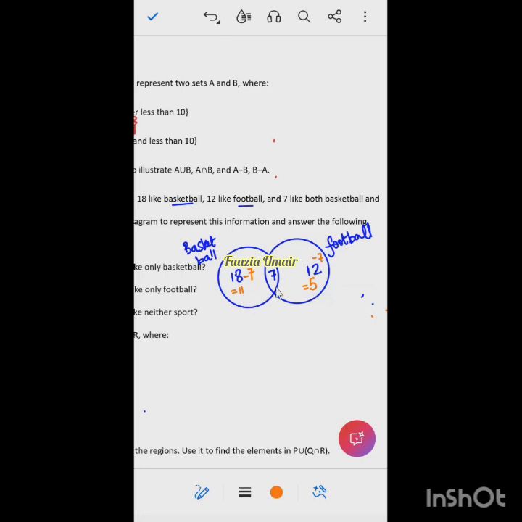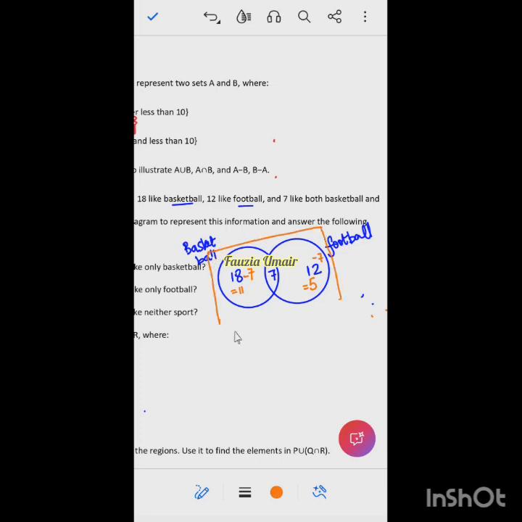So how many students are there? 11 plus 7 is 18. 18 plus 5 is 23. But we have 30 students in the class. What about the remaining students?